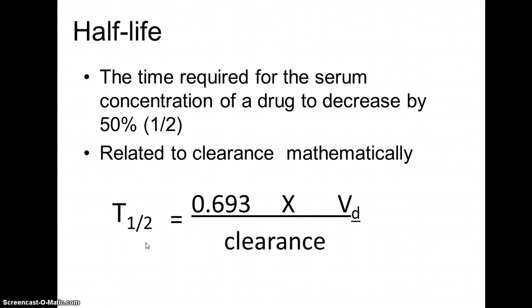As we have more distribution of drug out of the plasma and into tissues, it takes longer for that drug to be removed from the body or to be cleared from the body. Likewise, if the kidney is working less well to clear drugs and clearance is decreased, then you would expect the half-life to increase again.